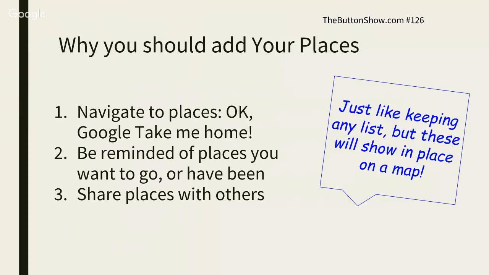The second thing is to be reminded of places where you want to go or where you've been. We do that all the time. And then we'll see this marker on the map and say, oh, what's that? It's nearby. It's a place that we have said we wanted to go. Let's go. And third is to share places with others. And I will demonstrate all of these.